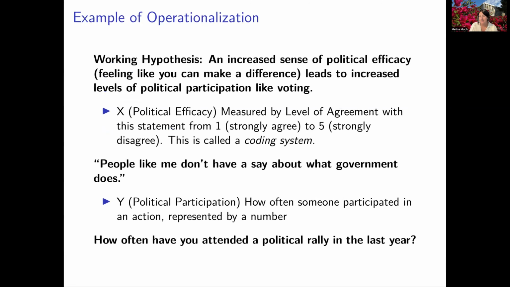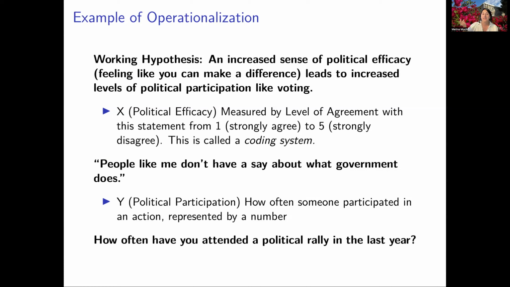So the best way to explain this is through an example. We're going to start with a working hypothesis. Remember, our working hypothesis is essentially our argument for the phenomena, and then we're going to have a null hypothesis that goes along with it in real practice. A working hypothesis for this example is: an increased sense of political efficacy, which is feeling like you can make a difference, leads to increased levels of political participation and acts like voting. So there are two different concepts. Our X, or independent variable, is political efficacy.